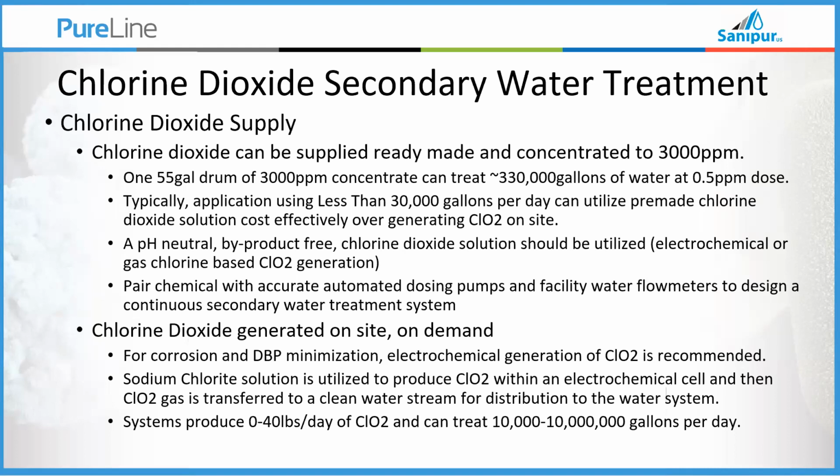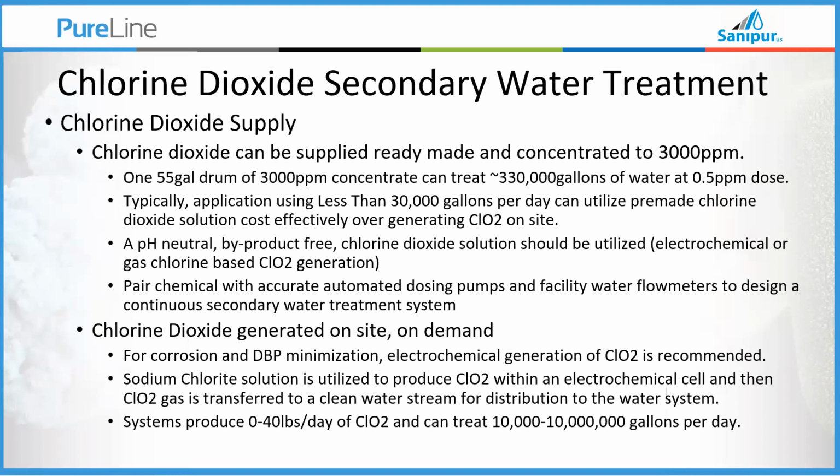If you're using a pre-made solution, pH neutral, byproduct-free chlorine dioxide is really the only option that you have. Anything else made by acid generation isn't really stable. It's not as good from a corrosion standpoint on the systems, and will give you higher levels of byproducts. So electrochemical, chlorite-based chlorine dioxide generation, which will produce a pH neutral chlorine dioxide solution with no byproducts in it, is the way to go.